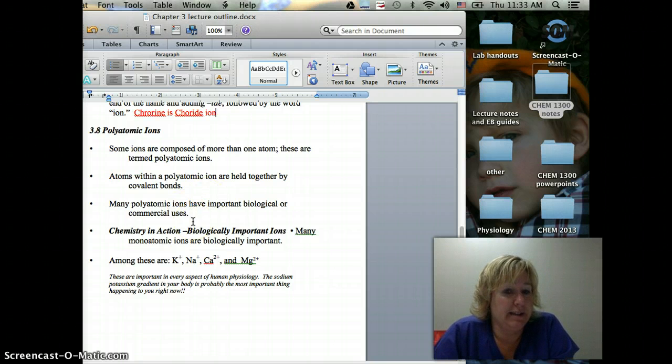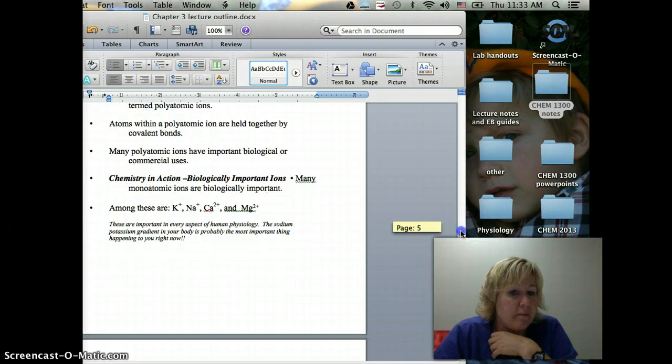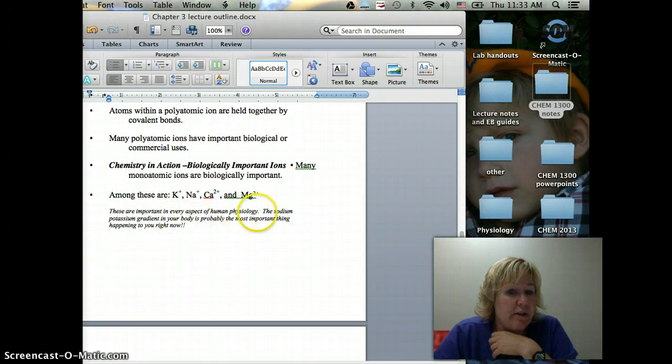Many polyatomic ions have important biological uses. So again, they are biologically important, and you'll hear me say them all the time. Potassium, calcium, magnesium. And again, these are an ion. I say potassium, but you saw what happened if I would put potassium in your body. Bad things would happen to you. Again, every aspect of human physiology. If you stay with me till next semester, the sodium-potassium gradient in your body is probably the most important thing that's happening to you right now.